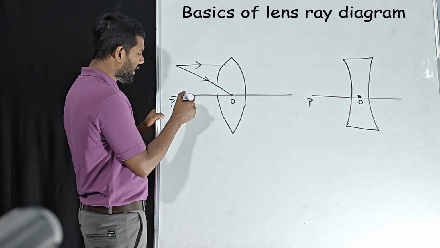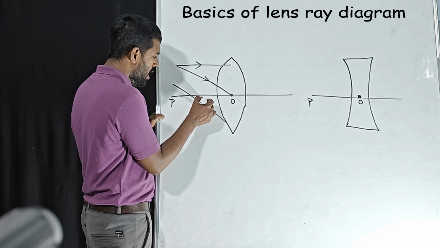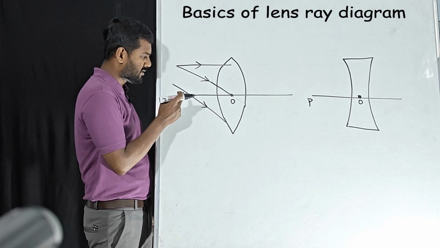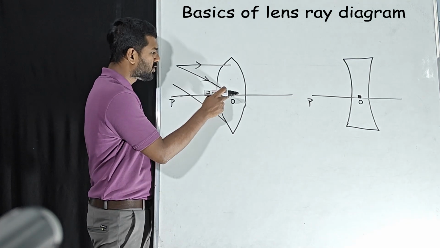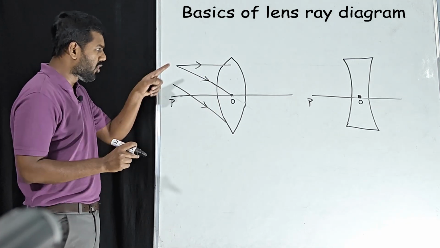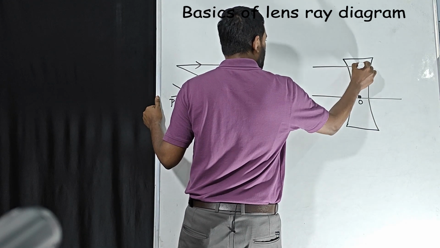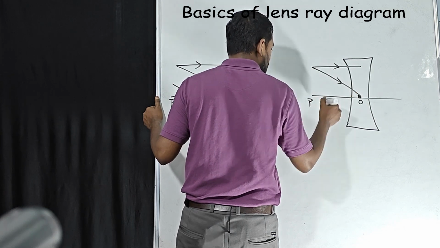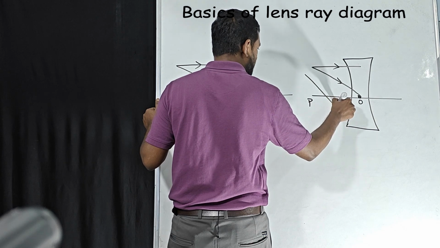Okay, then a ray can be like this. Correct. See, one is parallel to the principal axis, one more is not parallel to the principal axis, and one is passing through the optic center. So if you know all these three cases for both the lenses, one parallel, one passing through the optic center, and one not parallel to the principal axis.